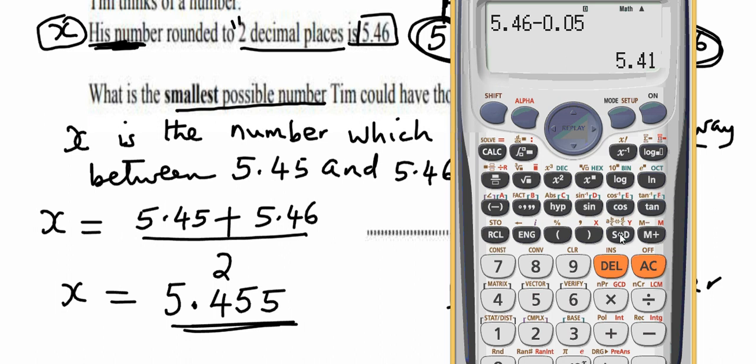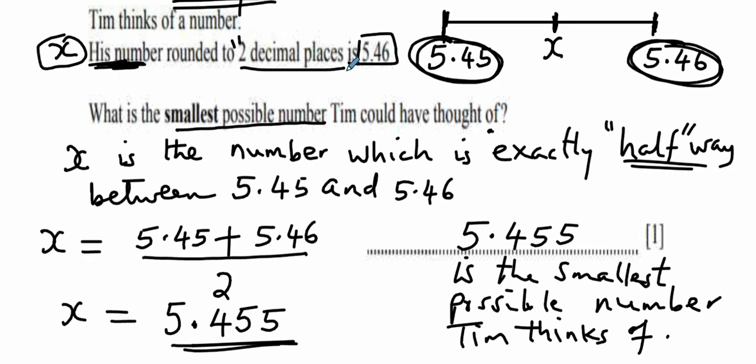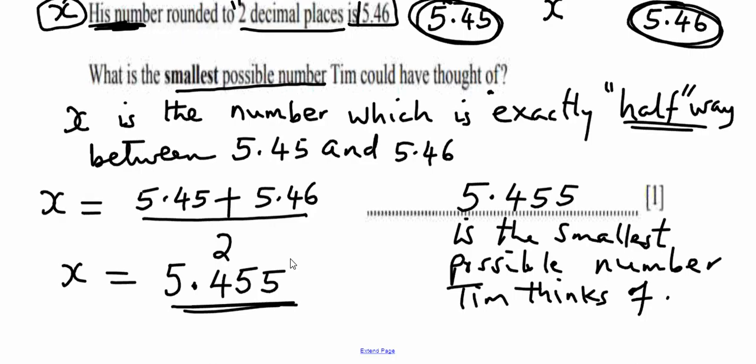So the smallest possible number Tim could have thought of is 5.455, because when you round this number to 2 decimal places, you are going to get 5.46.